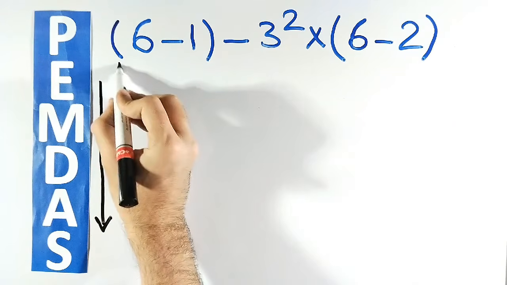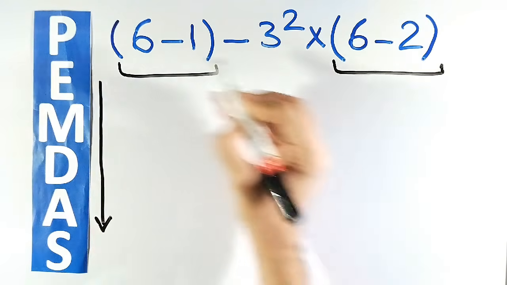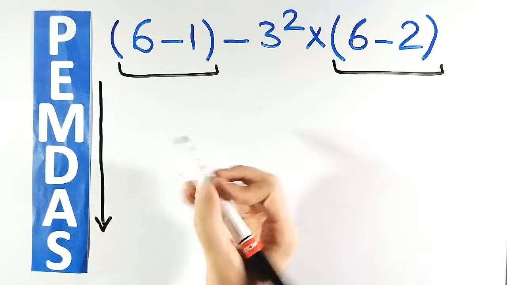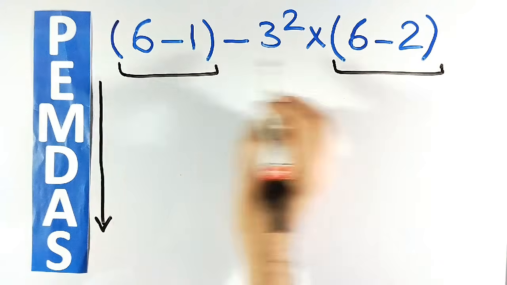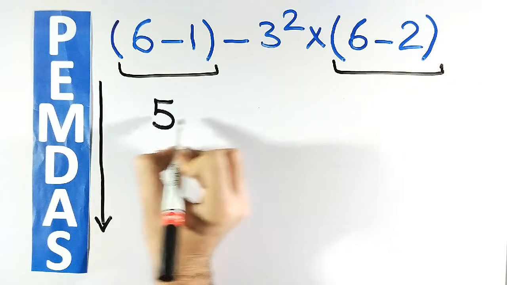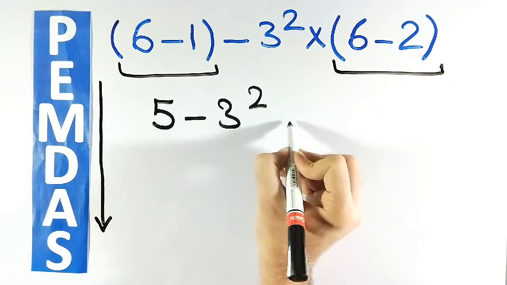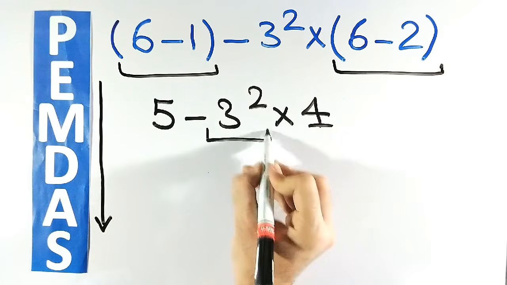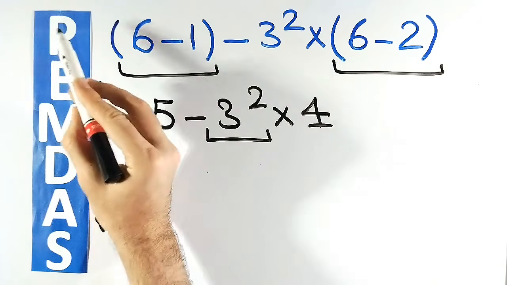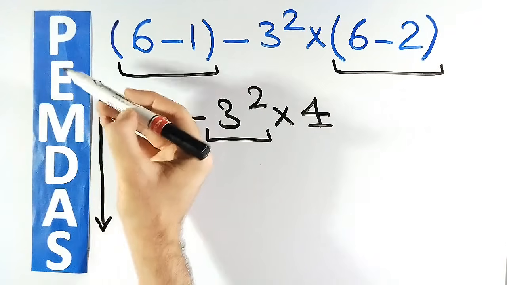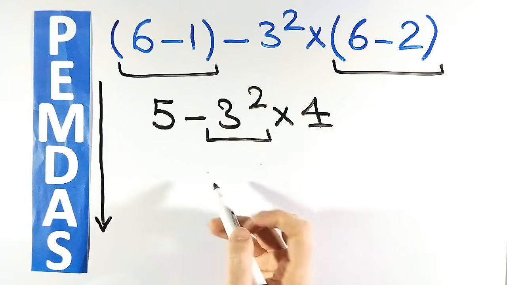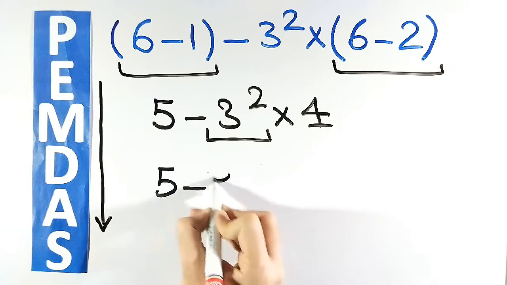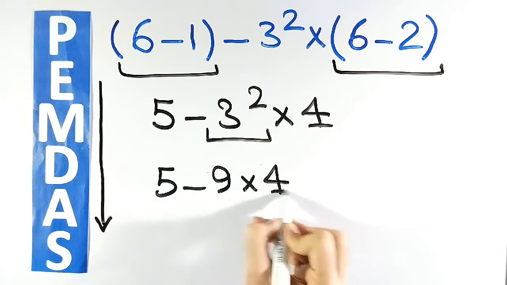According to the PEMDAS rule, first we go for the parentheses because P or parentheses have the highest priority than the other operations. So, instead of this expression, we can write 5 minus 3 squared multiplied by 4. And the next step, we go for the exponent because in the PEMDAS rule, after parentheses, exponent has the highest priority than the other operations. So, we write this expression as 5 minus 9 multiplied by 4.